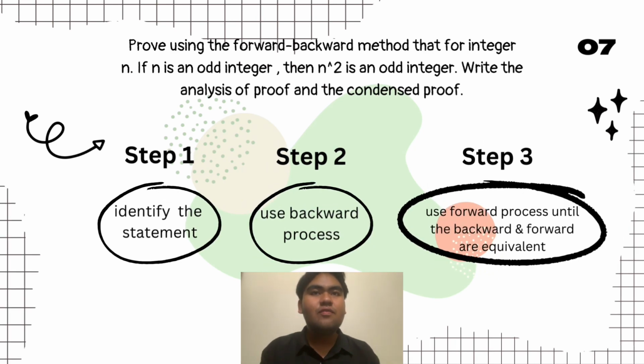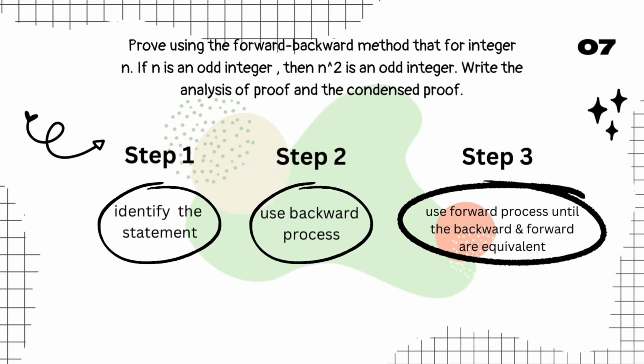Example 1. Prove using the forward-backward method that for integer n, if n is an odd integer, then n squared is an odd integer. Write the analysis of proof and the condensed proof. So, the first step is to identify the statement. Step 2 is to use the backward process, and step 3 is to use the forward process until the backward and forward are equivalent.